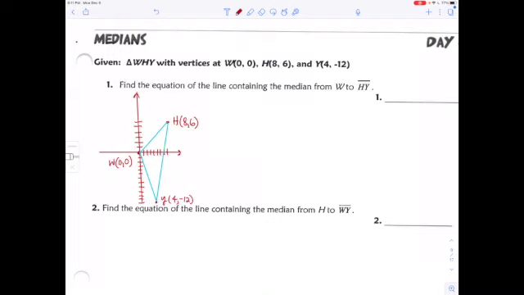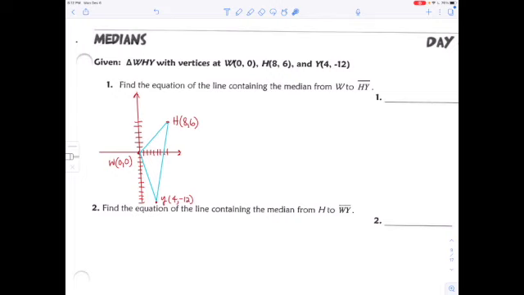Welcome everyone. Today's topic is finding a median in a triangle. The first thing we're going to start with is a sketch. I have a sketch on the left hand side. Question number 1 says find the equation of the line containing the median from W to HY. So W is right here, and HY is here. W to HY is this way.